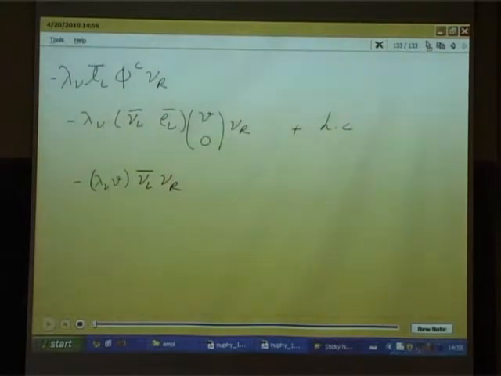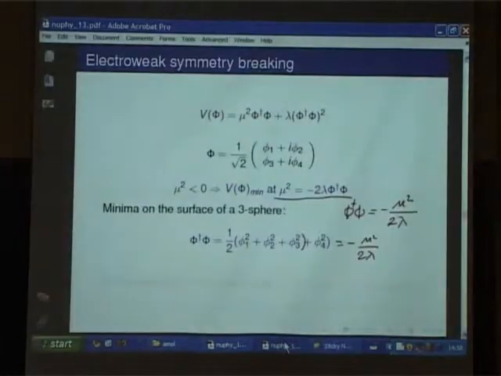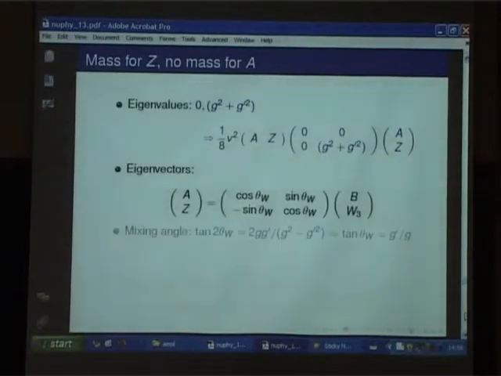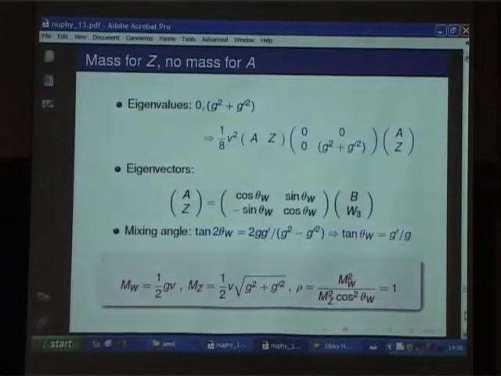How do you determine the electroweak breaking scale? Good question. Let's go back and look at the things in the grey box. What does the grey box give? The grey box gives you that the mass of the W boson is half g v, and the mass of the Z boson is this. And look at the mixing angle: it is g prime by g.